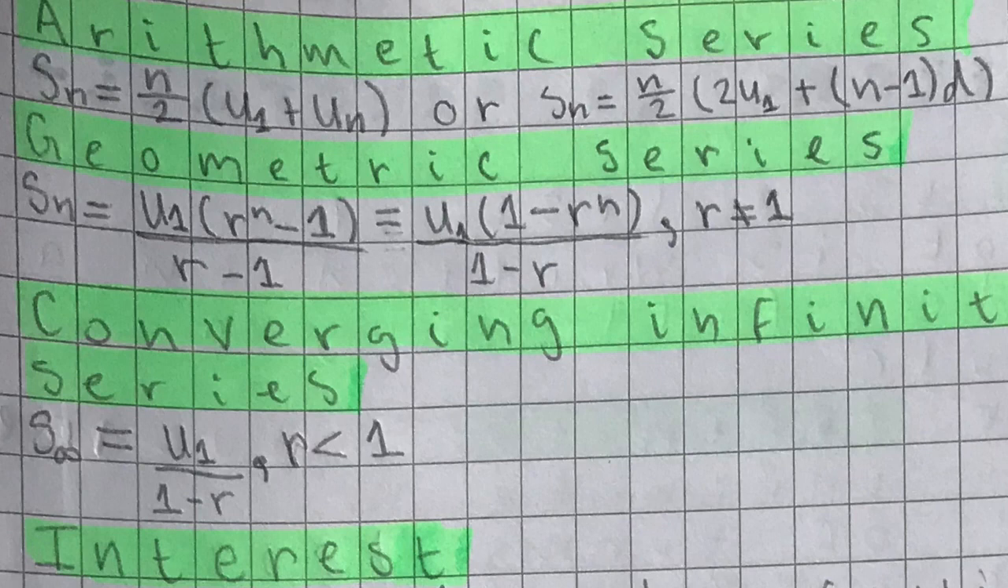Meanwhile, diverging means that it's going away from 0. The number is just getting bigger and bigger and bigger. So for this converging infinite geometric series, the formula is the sum to infinity equals the first term divided by 1 minus the common ratio. In this case, the common ratio has to be smaller than 1. Otherwise, it would not be a converging series.